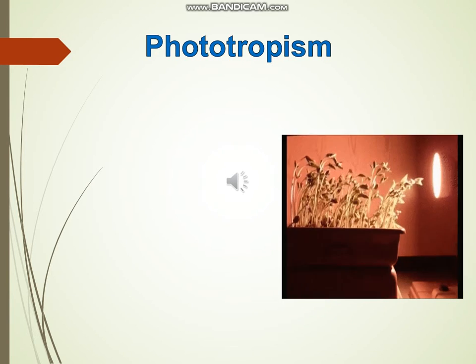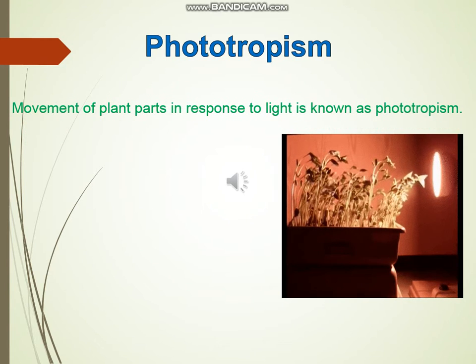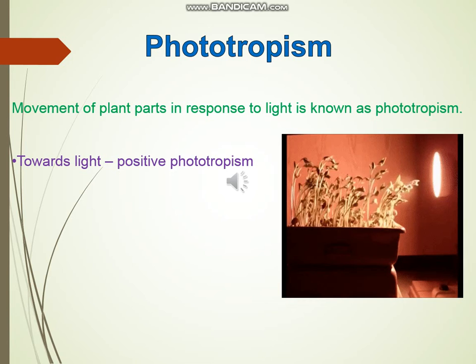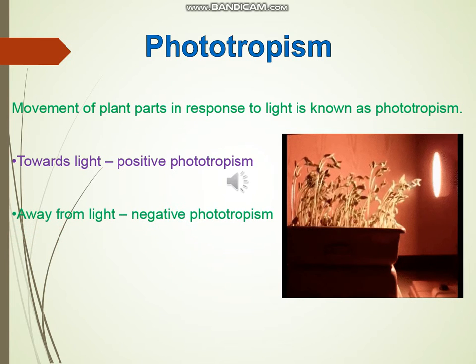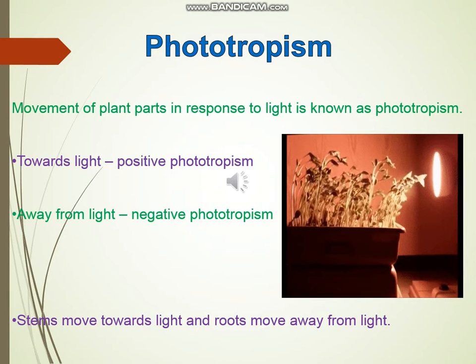Next one is phototropism. Movement of plant parts in response to light is known as phototropism. Towards light shows positive phototropism, away from light shows negative phototropism. Stem moves towards light and root moves away from the light.